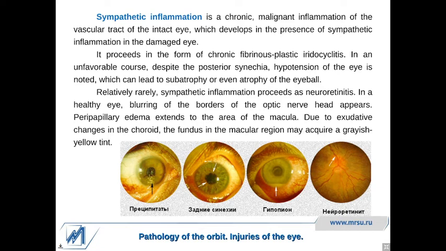In a healthy eye, blurring of the borders of the optic nerve head appears. Peripapillary edema extends to the area of the macula. Due to exudative changes in the choroid, the macular region may acquire a grayish-yellow tint. So it's a very severe situation.